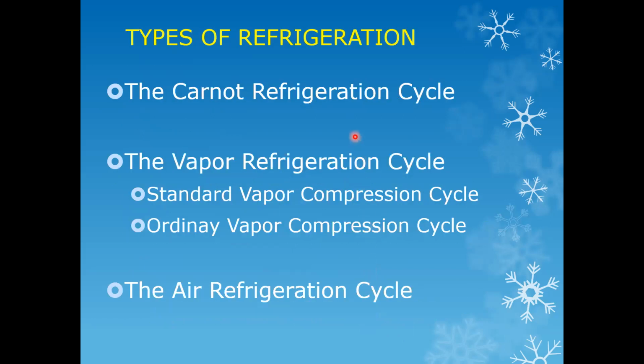And here are the types of refrigeration cycle. We have the Carnot refrigeration, vapor refrigeration, and under that we have the standard vapor compression cycle, ordinary vapor compression cycle, and we also have the air refrigeration cycle, and as you can imagine, our fluid here is air.